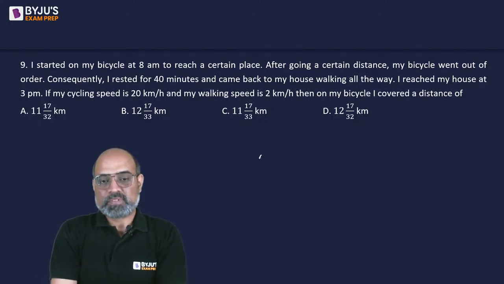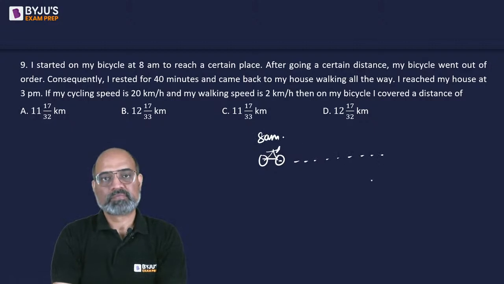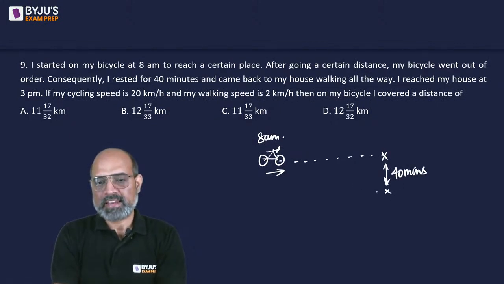So, bicycle से I started at 8, reached a certain point, right? T time, कोई भी time पे पहुंचा. And then what I did was इधर को the bicycle went out of order, right? Rested for 40 minutes and then came back walking. ठीक है? So वापस चलकर आ गया and reaches back at 3 p.m.